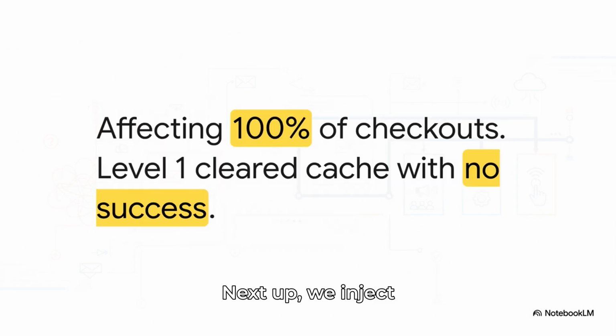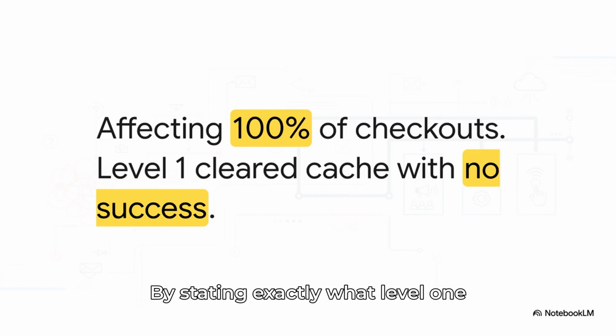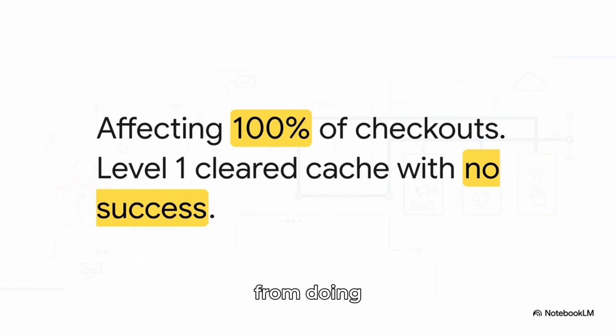Next up, we inject the business impact. We state clearly, affecting 100% of checkouts during month-end close. Management instantly knows why this is a P1 priority. Then comes the timeline. Initial reports at 8 a.m., Level 1 cleared cache and tested browsers by 8:15 a.m. with no success. By stating exactly what Level 1 has already attempted, we prevent senior engineers from doing redundant troubleshooting. They can jump straight into the advanced diagnostics.